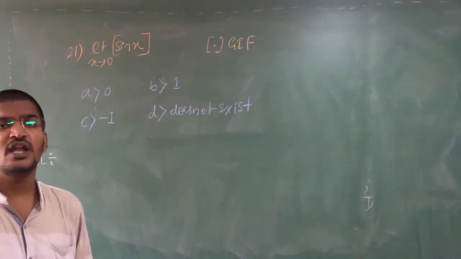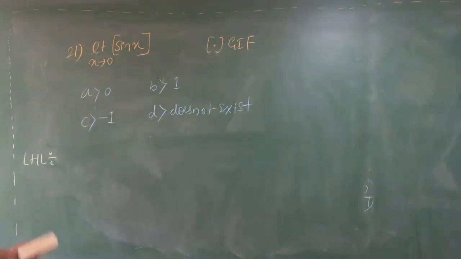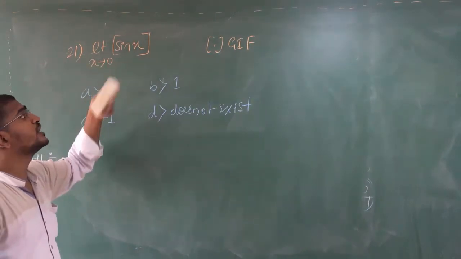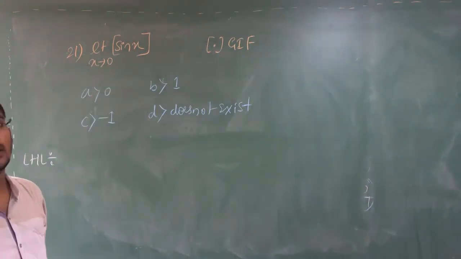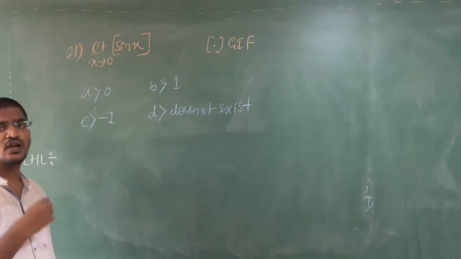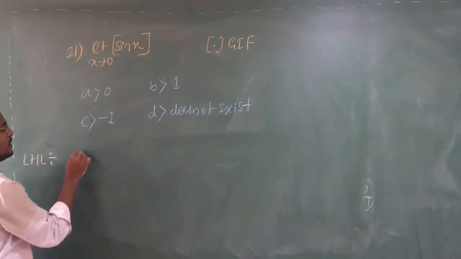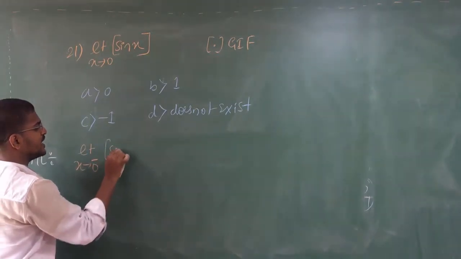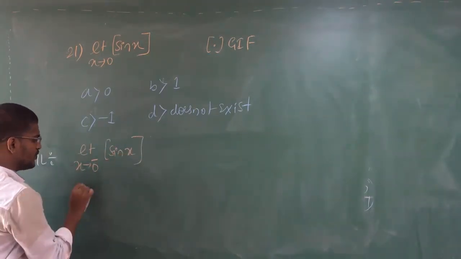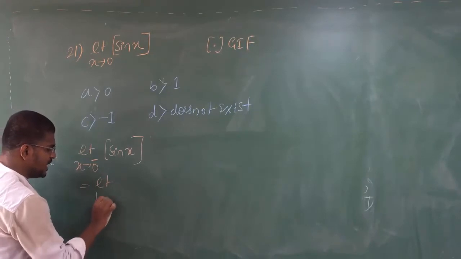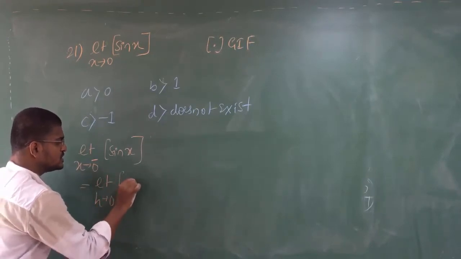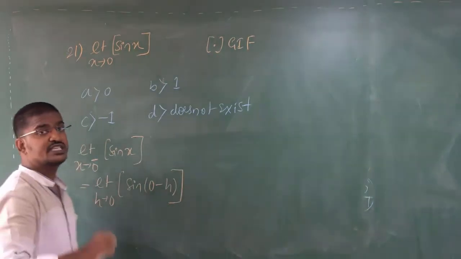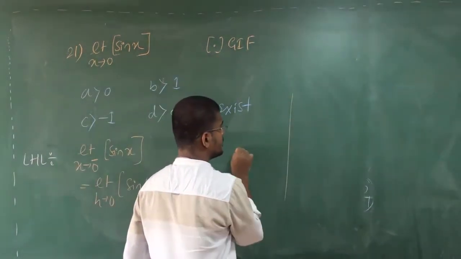Okay students, now let us go for the LHL of the 21st problem, that is limit x tending to 0 of the greatest integer of sin x. Already we discussed cos x, now let us go for sin x. Limit x tending to 0 minus of sin x. This will be equal to what? Limit h tending to 0 of sin of 0 minus h. So now see the graph of sin x.